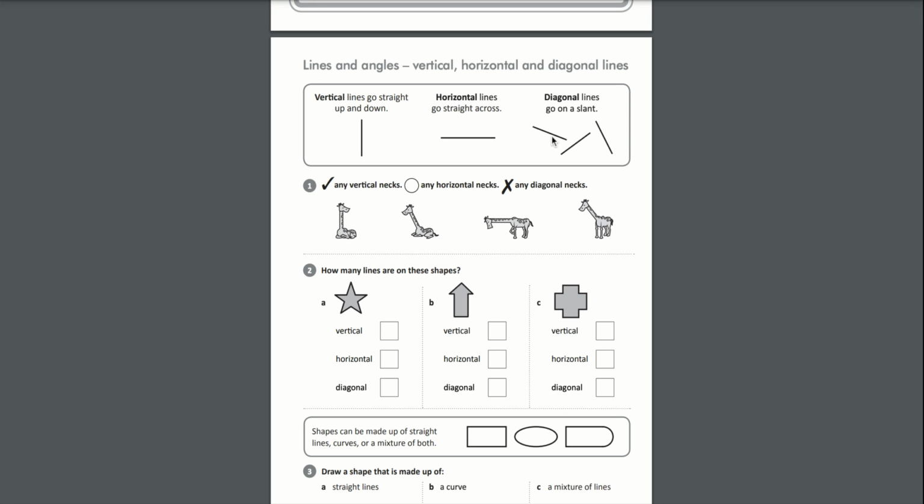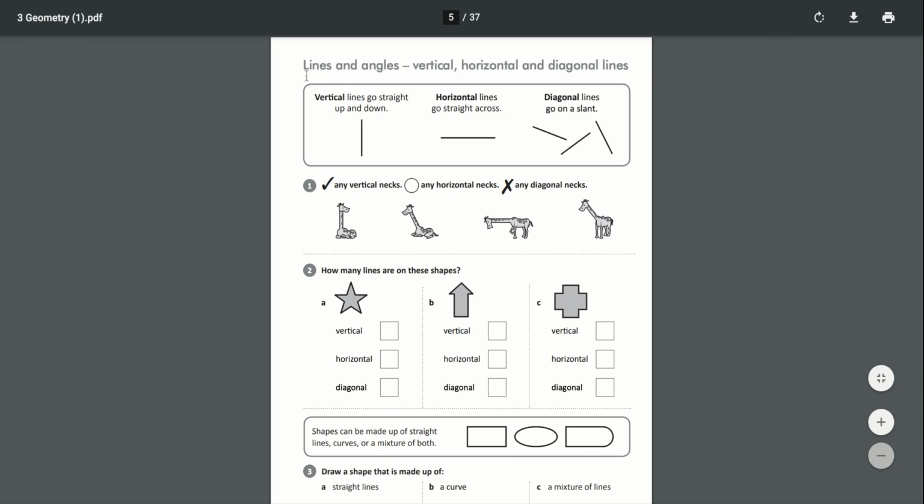Good morning. So today I am going to talk you through your maths task today. So in your packet that you got on Friday, you should find some papers, some geometry papers called lines. The first one says lines and angles, vertical, horizontal, diagonal lines.